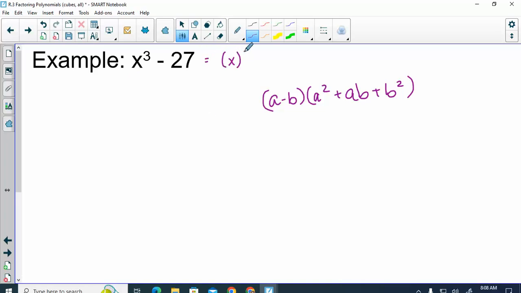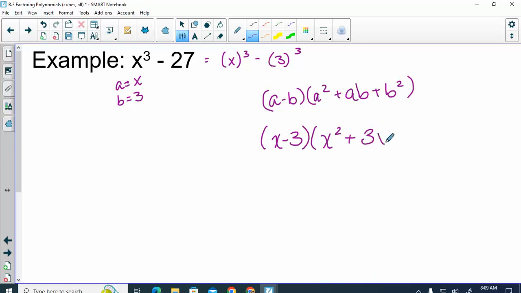X to the third, there's really nothing to do there. What to the third power gives you 27? 3. Okay, so that means in my formula, my a is just the variable x. My b is 3. So a minus b would be x minus 3. A squared, so x squared plus a times b, x times 3 is 3x, plus b squared is 9.